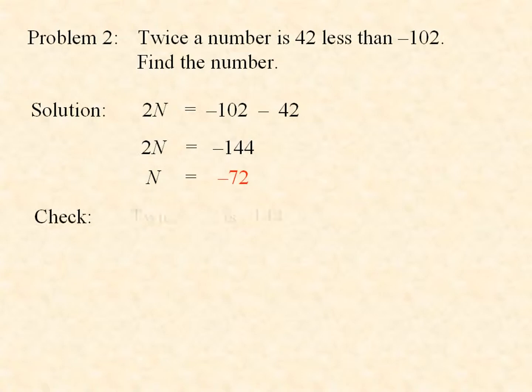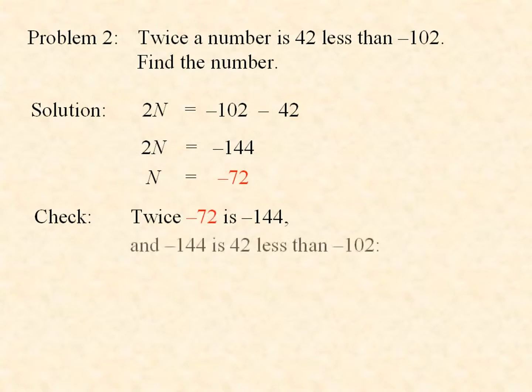Again, we will check. Twice negative 72 is negative 144, and negative 144 is 42 less than negative 102. Negative 102 plus negative 42 would be negative 144.